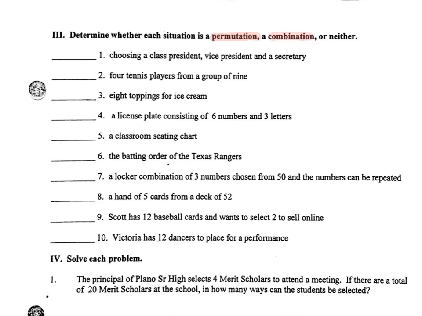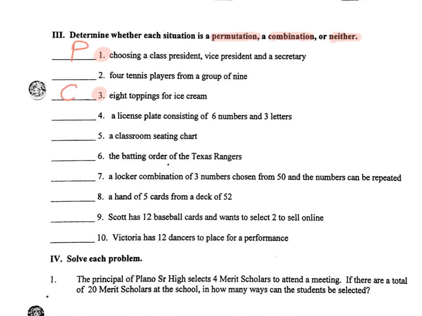Combination, where order does not matter, or neither. So I'm going to do number 1 and number 3 with you. Number 1, I want to choose a class president, a vice president, and a secretary. So 3 different people, but I want them in a certain order, so that's permutation. Now, 8 toppings for ice cream. That could be any combination. Order does not matter. So then that's a combination.